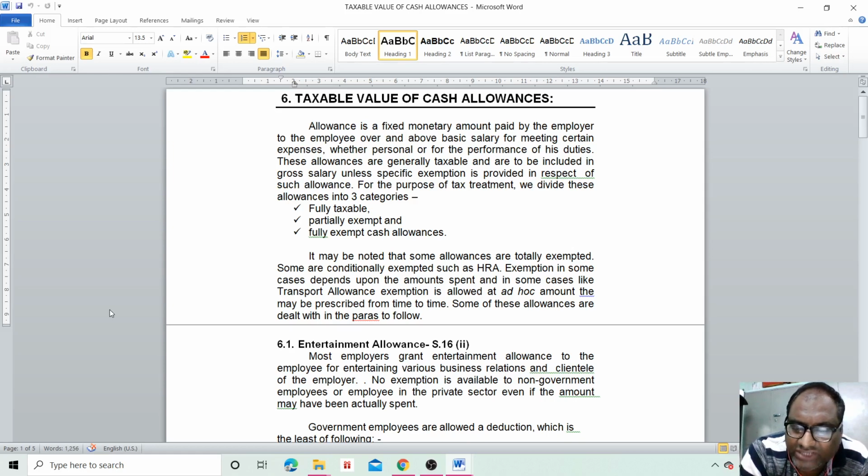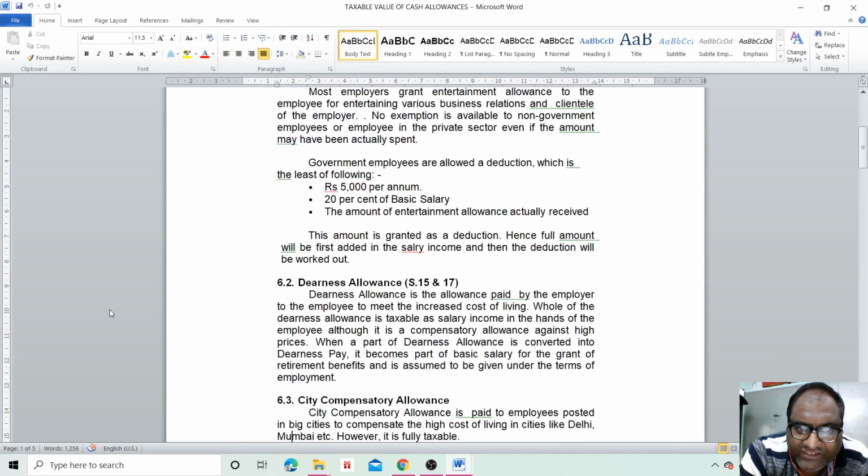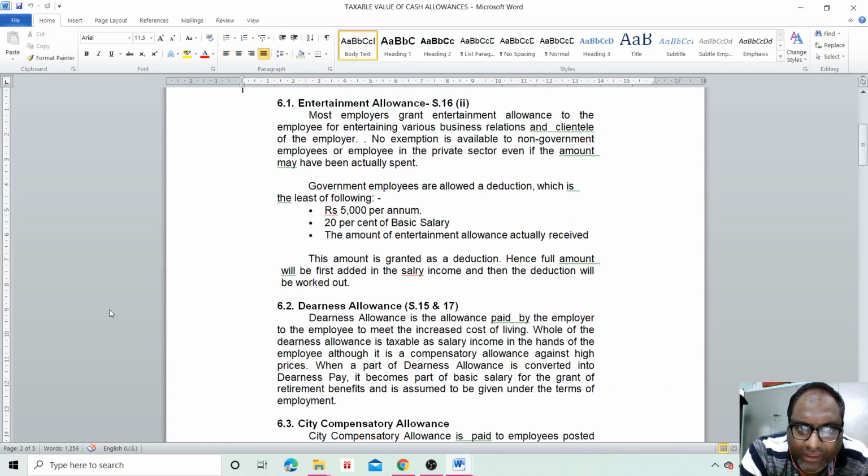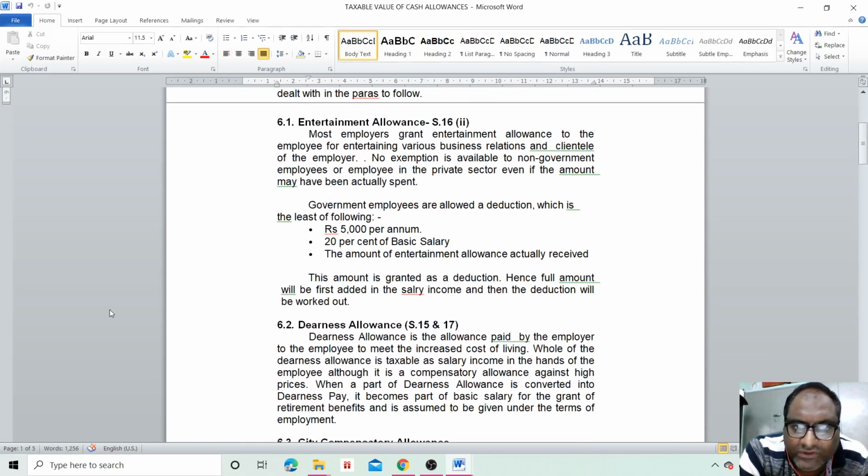fully exempt cash allowances. Let's see one by one what they are. Entertainment allowance: most employers grant entertainment allowance to the employee for entertaining various business relations and clients of the employer. No exemption is available to non-government employees or employees in the private sector, even if the amount may have been actually spent.